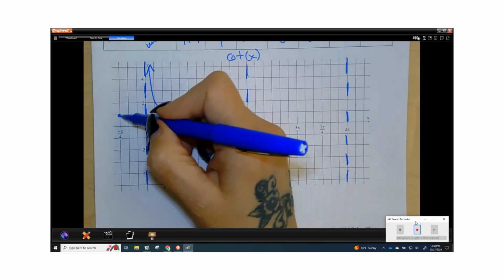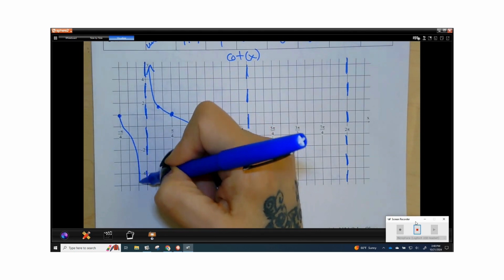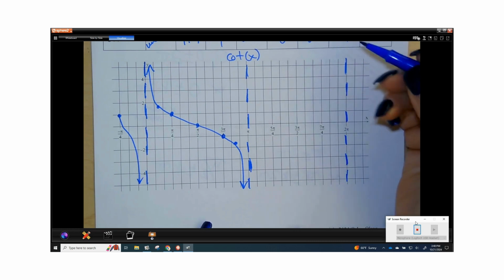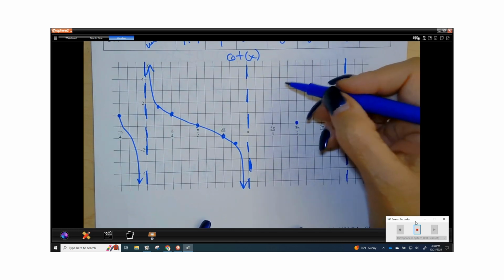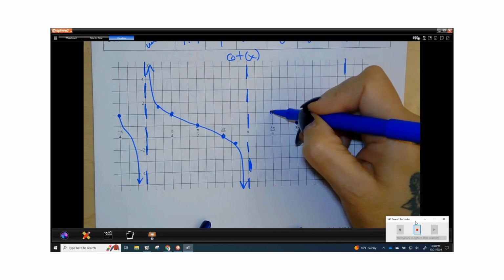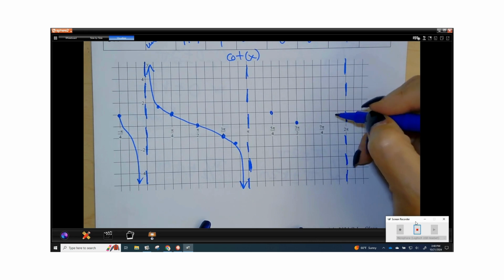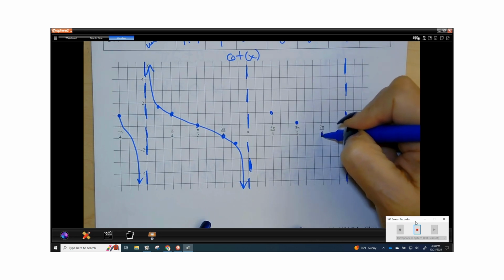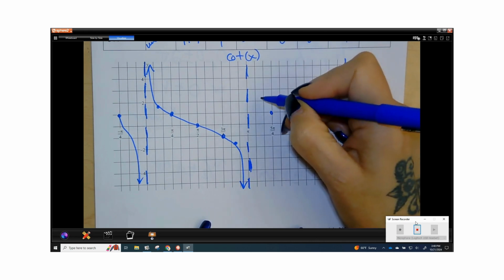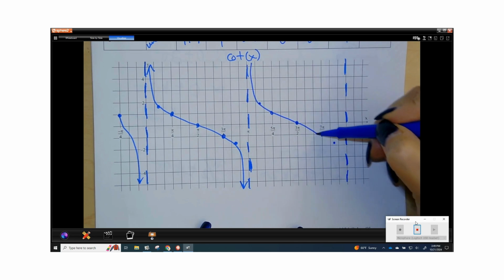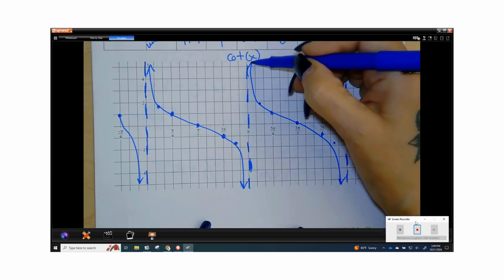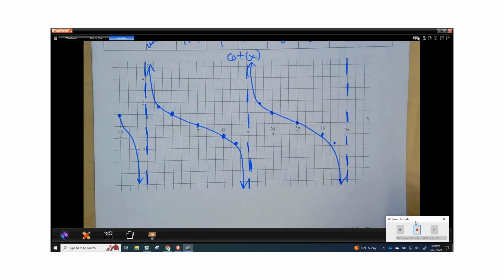And this one starts going like that. Okay, then this one, 3 pi over 2, it's at 0. 5 pi over 4, it's at 1. 7 pi over 4, it's at negative 1. Again, it's like right here and about right here before 2. So, cotangent looks like this.